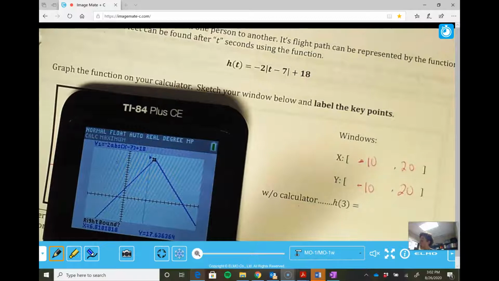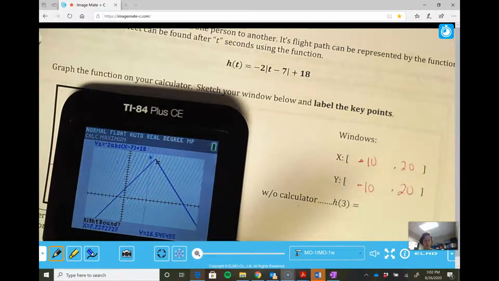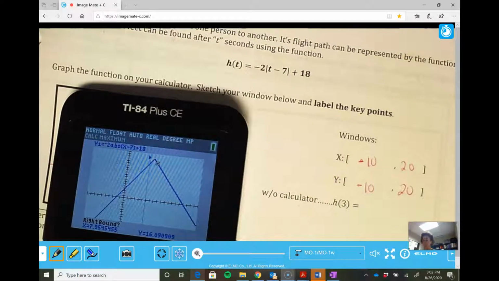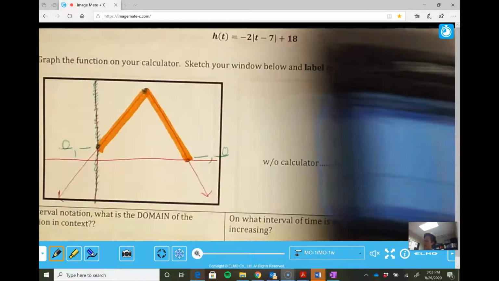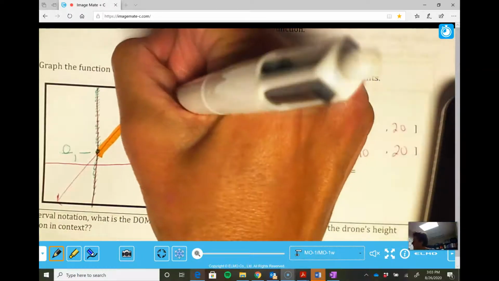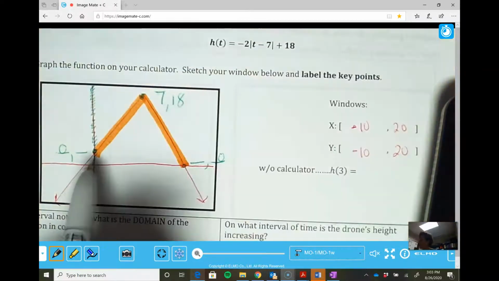So I go back to where I think it is, and then I hit the right arrow a few times. Hit enter for right bound. On the phone, you're done. On this calculator, I have to hit enter one more time for guess. And again, 6.99, we're going to say it's 7, and 17.99, we're going to say that's 18.